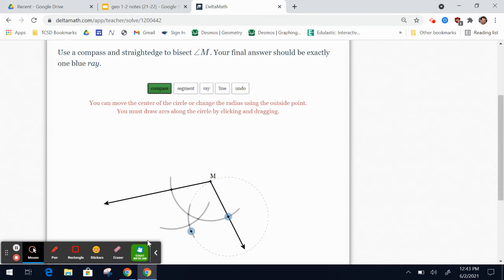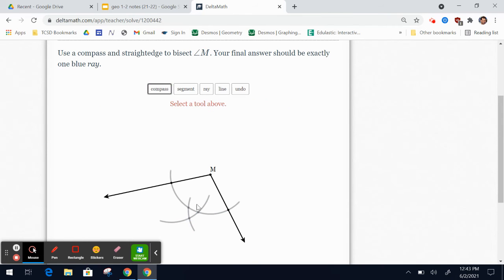All right, and again, you have 3 points here in the middle. It's not these two, it's this one. The first arc was just to create these 2 points, so ignore that one right now. It's now these two smaller arcs that I'm looking for that intersection point. This one right there. That's the ray that's going to bisect angle M.